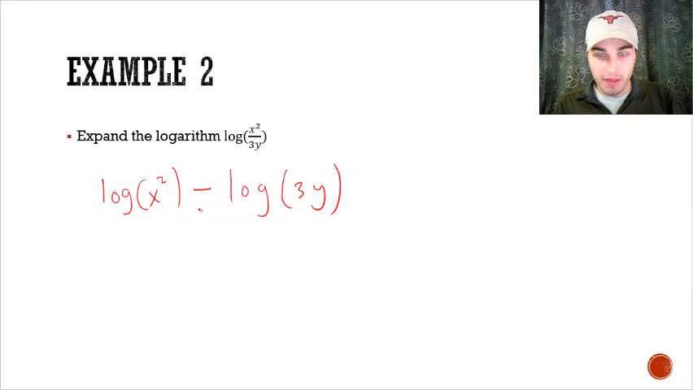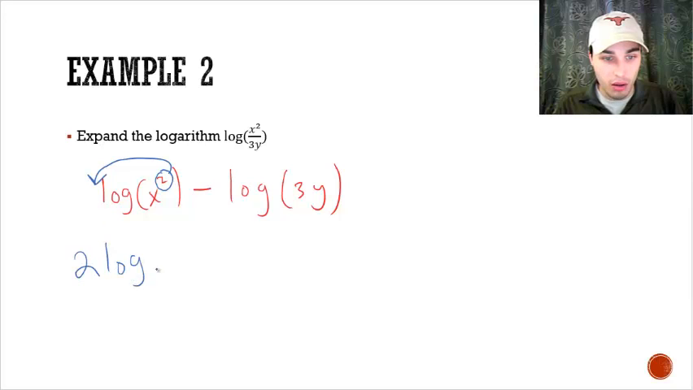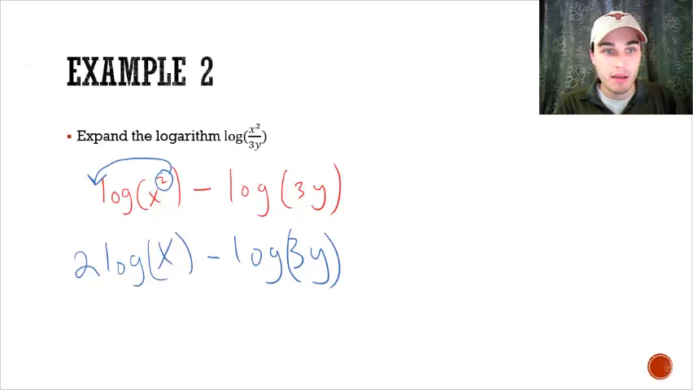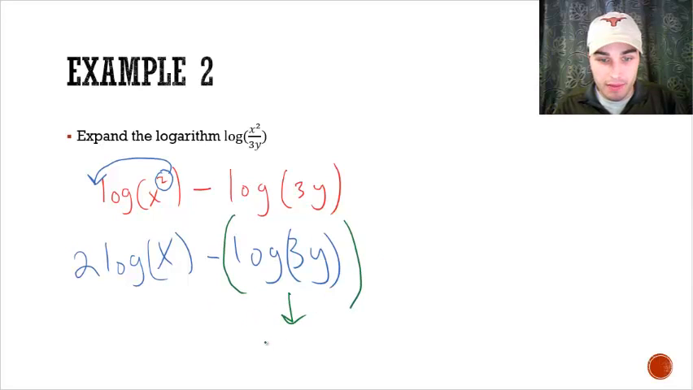Now there's still a couple of things that I can split apart from this. The power, of course, use the power rule to bring that 2 out. So now I've got 2 log of x minus log of 3y. But now this 3y, that is a product in itself. And so that 3y, I can split that apart as log of 3 plus log of y.